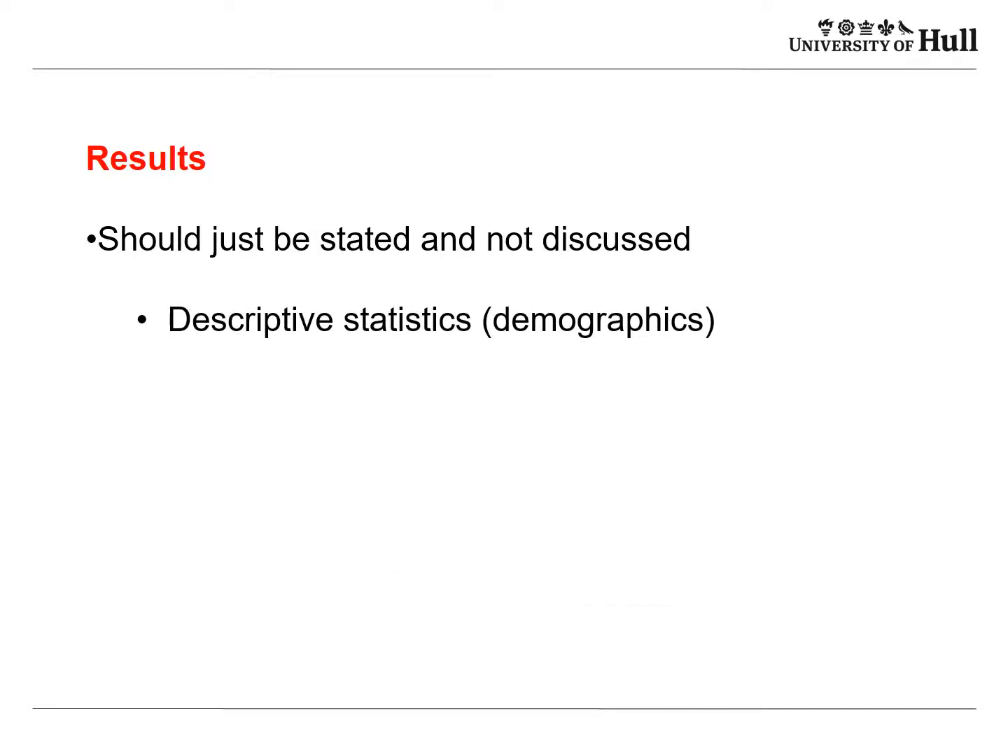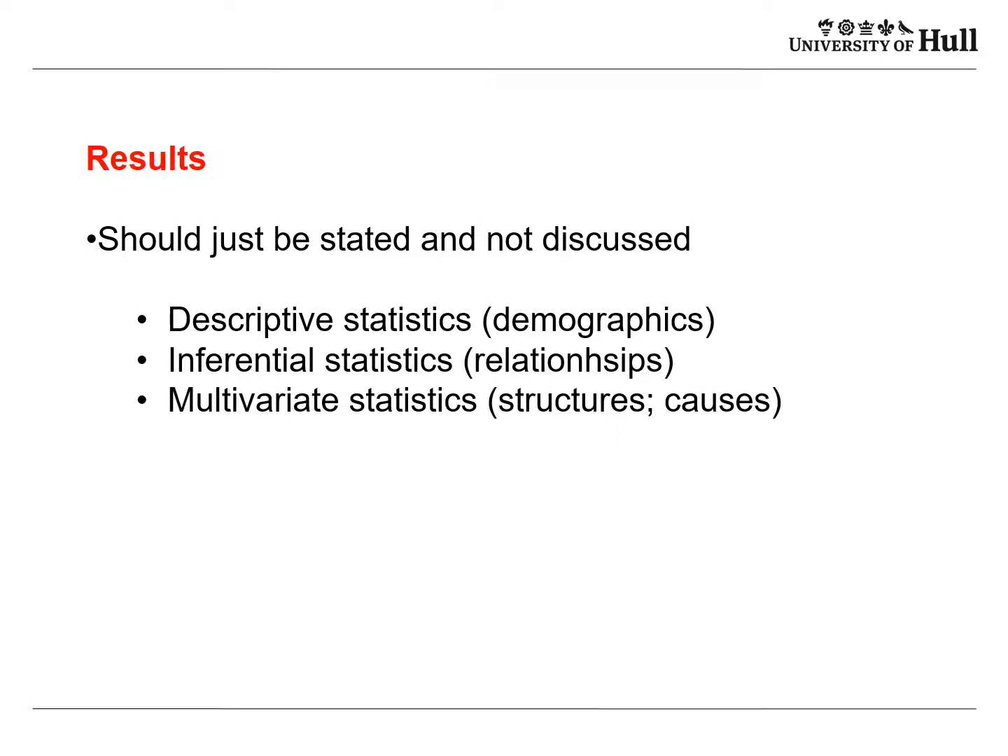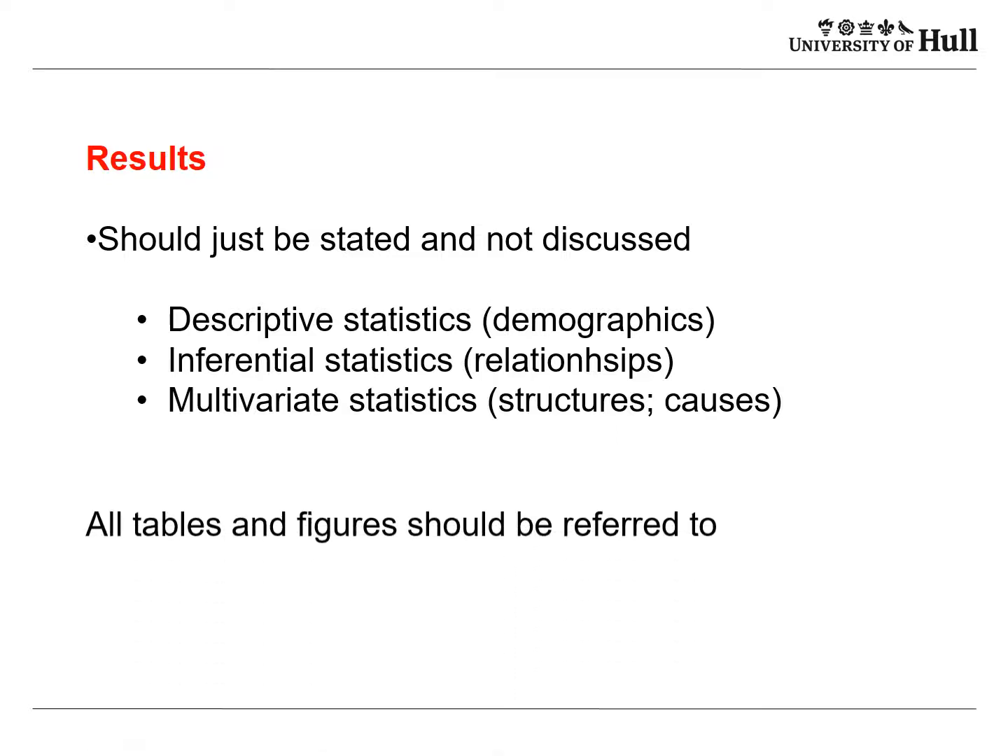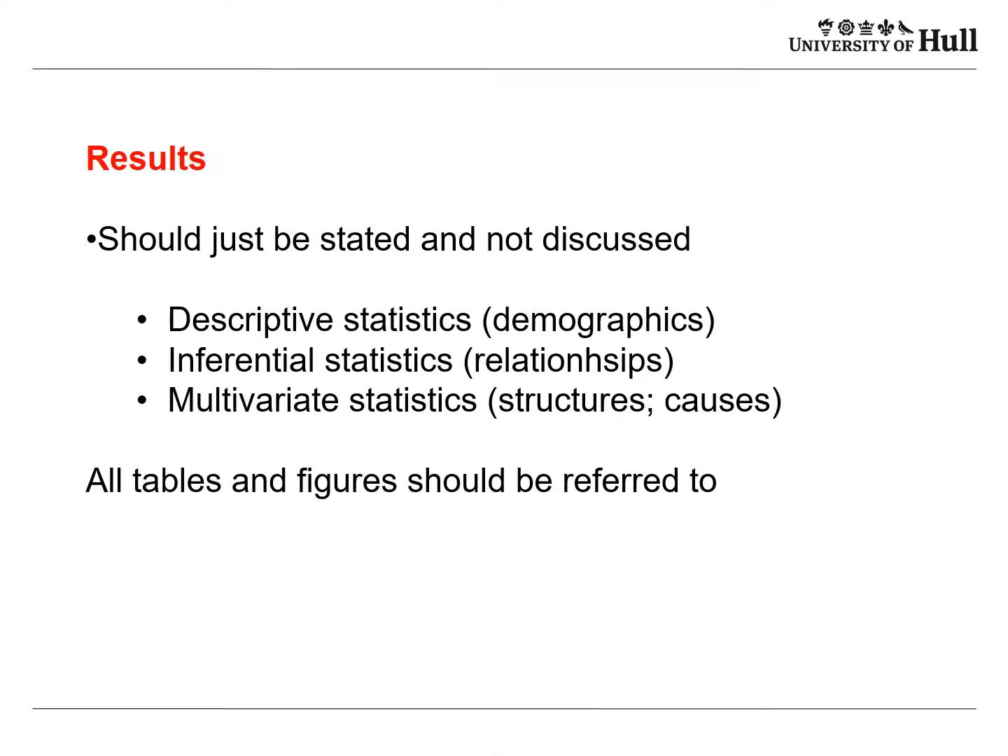In the results section, the results should just be stated and not discussed. The descriptive statistics, if any, should be given first of all. Then inferential statistics, any relationships within the data, and if they've used multivariate statistics to look at structures and causes, these should be reported, and if they've reported all of these, they should be reported in that order. Not all of these kinds of statistics will be relevant to every paper, but if they have done purely a survey and looked at the demographics, then they need to give those data very clearly. All tables and figures should be referred to.